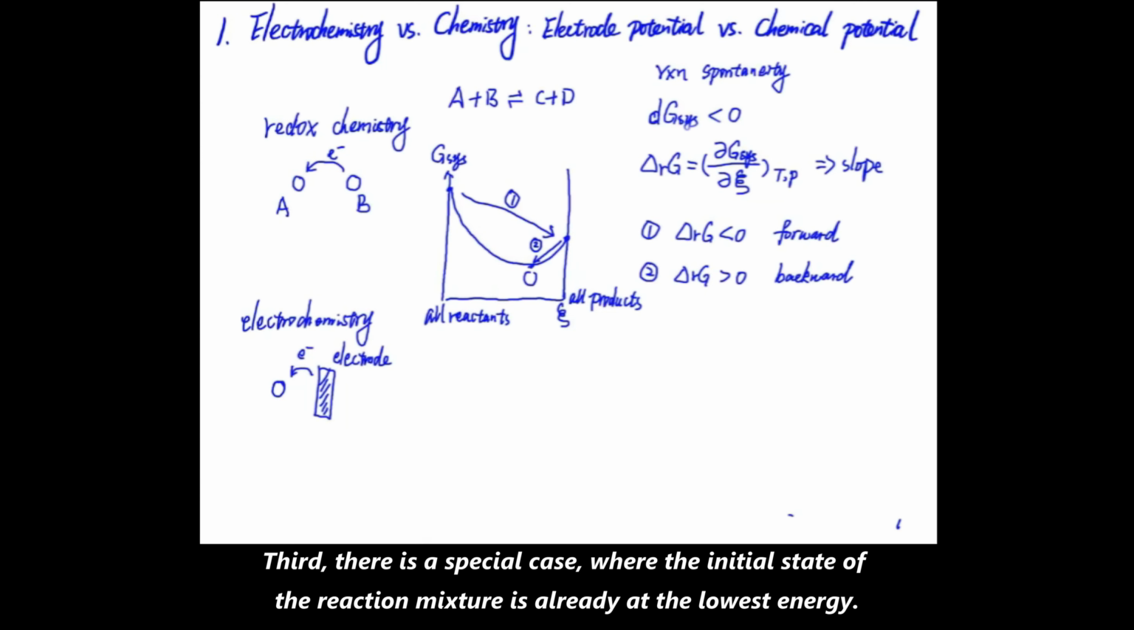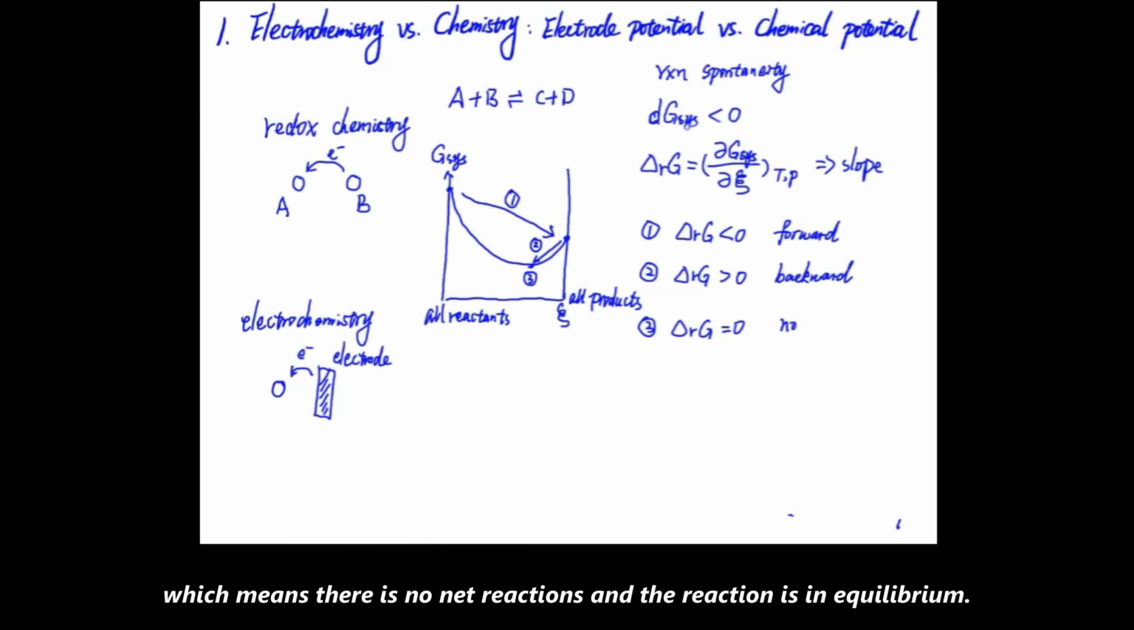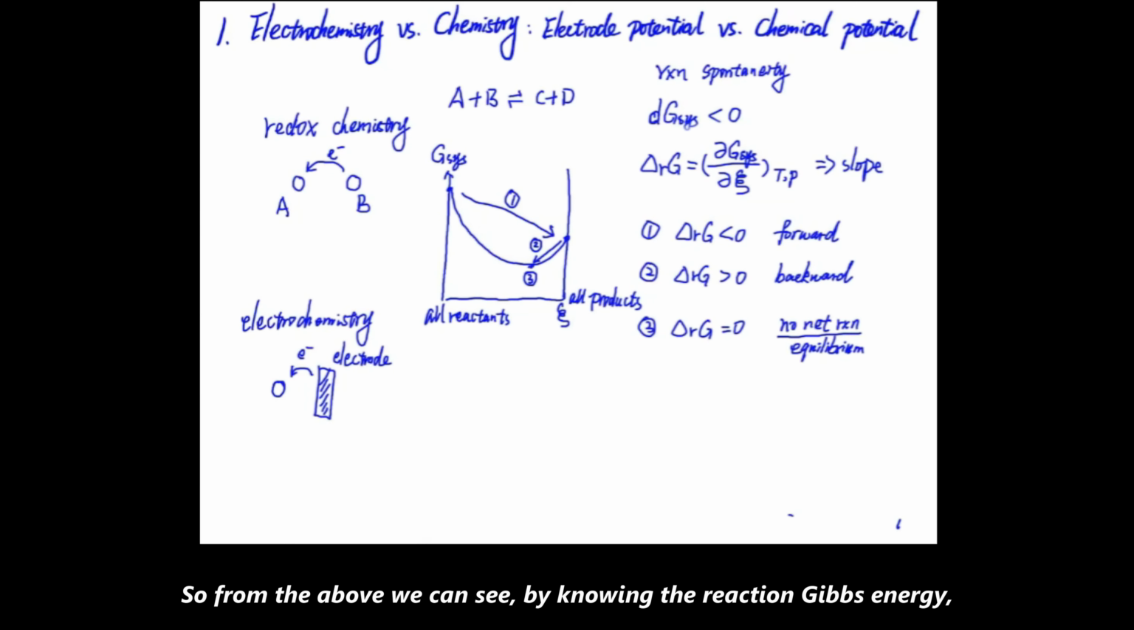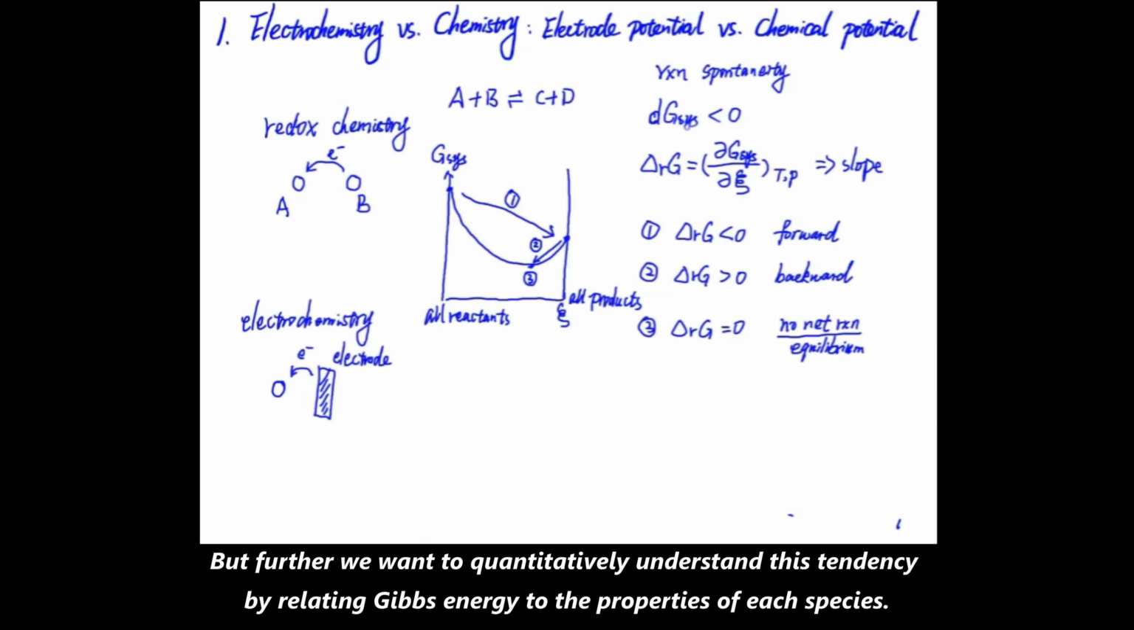And third, there's a special case where the initial state of the reaction mixture is already at the lowest energy. So in this case, the reaction Gibbs energy is equal to 0, which means there's no net reaction, and the reaction is in equilibrium. So from the above, we can see that by knowing reaction Gibbs energy, we could judge whether and to which direction the reaction would occur spontaneously.